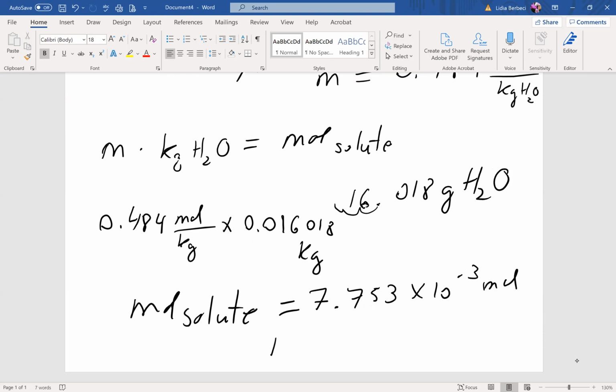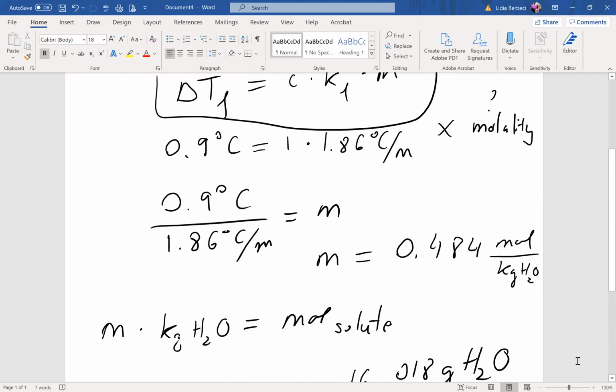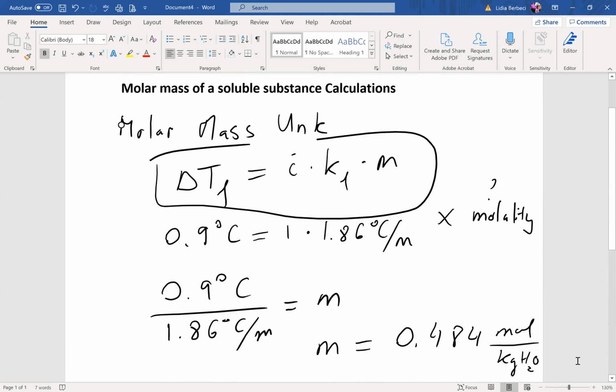Once you have that, you can find the molar mass of the unknown, which is simply grams over moles. The grams again were given in the data, how much you initially measured of the unknown. We calculated the moles of the solute, and you can find the molar mass of the unknown.